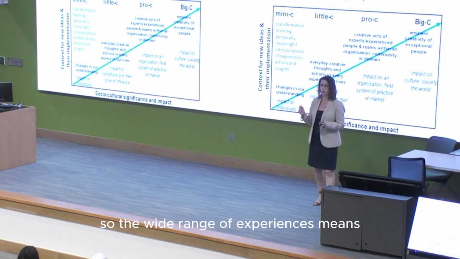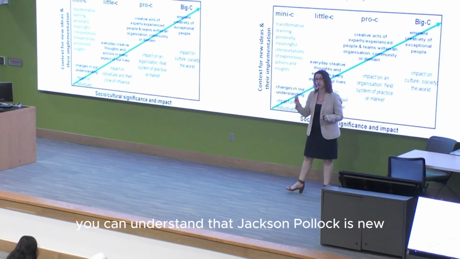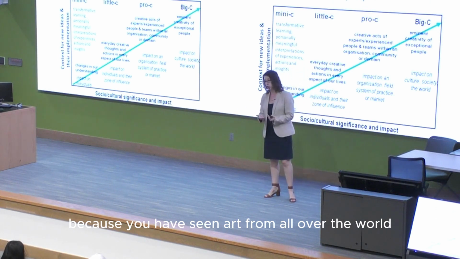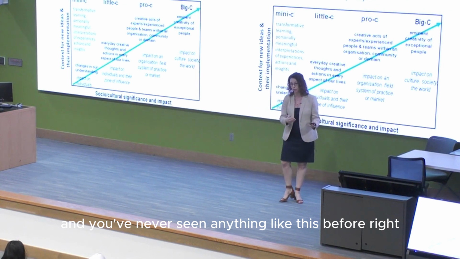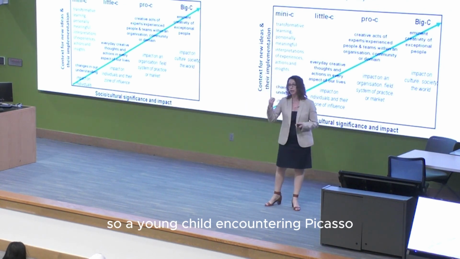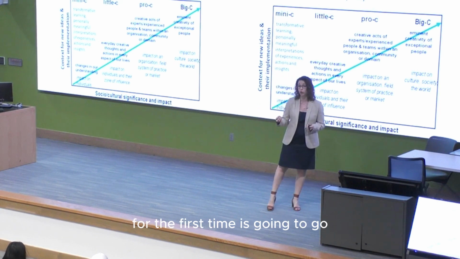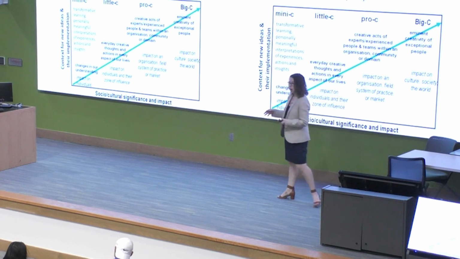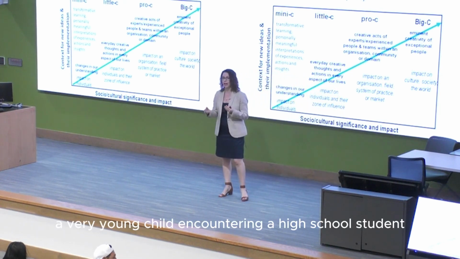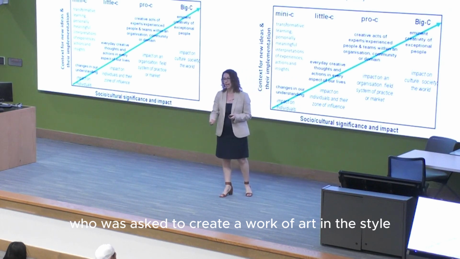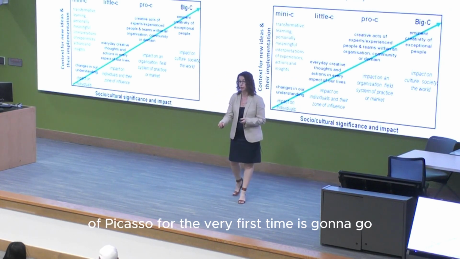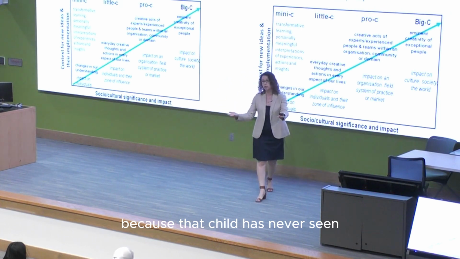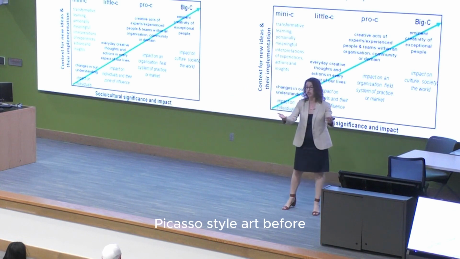So the wide range of experiences means you can understand that Jackson Pollock is new because you have seen art from all over the world and you've never seen anything like this before, right? So a young child encountering Picasso for the first time is going to go, oh my God, what a weird painting. A very young child encountering a high school student's work, created in the style of Picasso, for the very first time is going to go, oh my God, what a weird painting, right? Because that child has never seen Picasso-style art before.